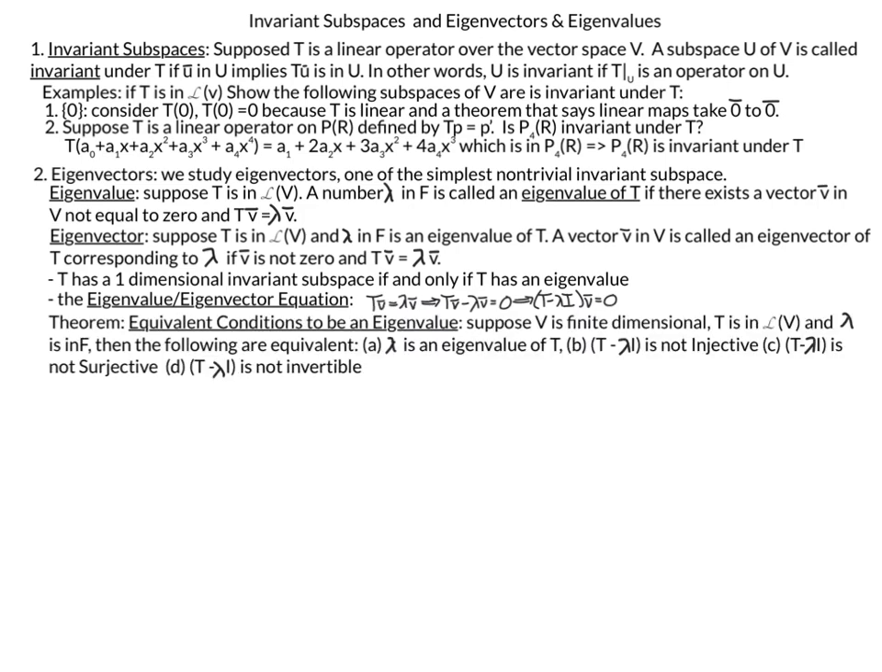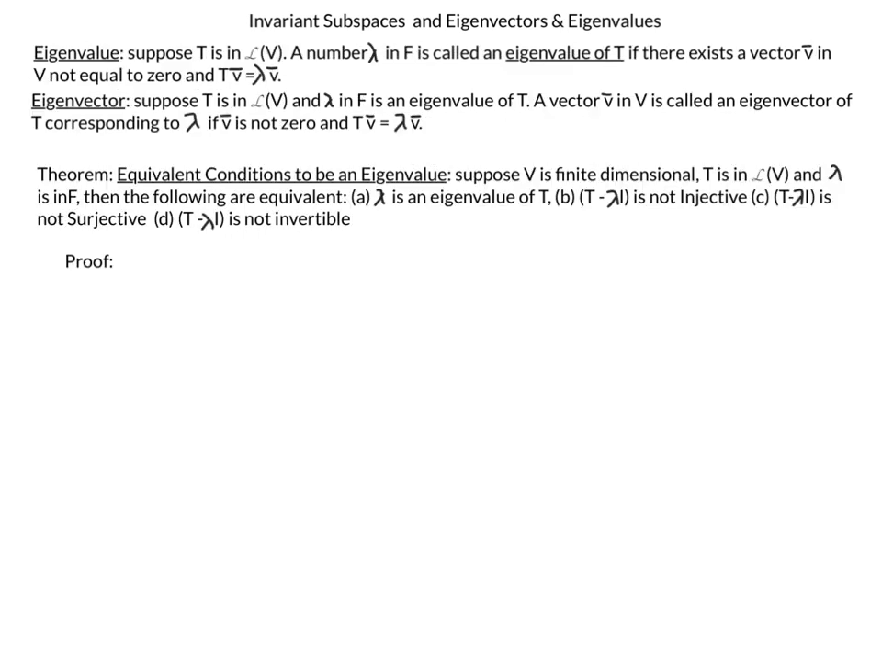And then we come to this theorem, equivalent conditions to be an eigenvalue. Suppose V is finite dimensional and T is in the space of linear operators and lambda is in F. Then the following are equivalent. Lambda is an eigenvalue of T, T minus lambda I is not injective, T minus lambda I is not surjective, and T minus lambda I is not invertible.